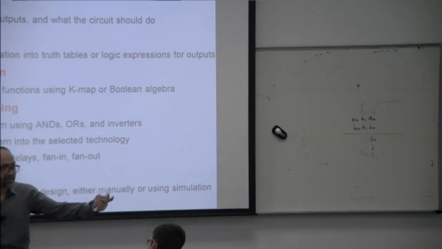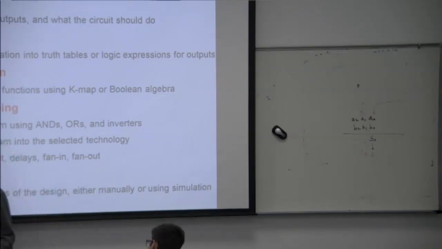And finally, we verify the circuit. How can we verify the circuit? We give some inputs and check whether the outputs are correct or not. I think you should have done this in your digital logic design lab. Okay, now we will do all these steps one by one.